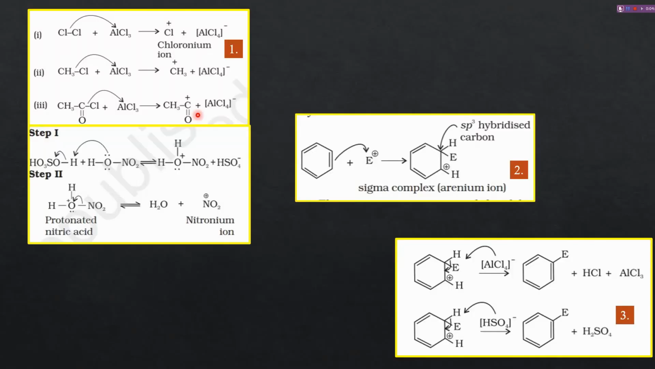Here I have combined all the reactions together which are given in your textbook. This is the first step of generation of electrophile, this is the second step of formation of carbocation intermediate, and this is the third step which is removal of proton from carbocation intermediate.